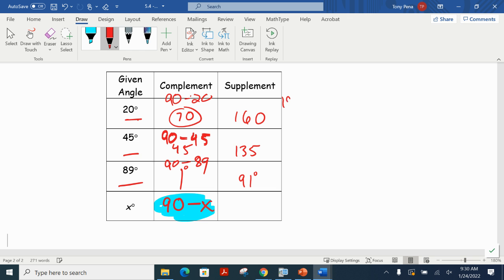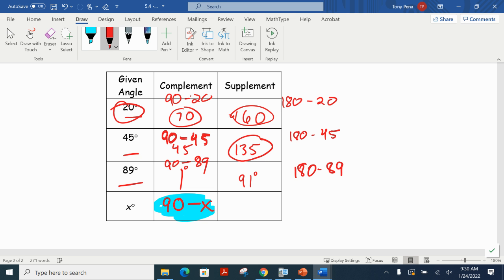For the supplement, you did 180 and you would have subtracted the 20 degrees that I gave you. That's where the 160 comes from. Here we would have done 180 minus 45. That's where this came from. This would have been 180 minus 89. That's where the 91 came from. So this one, Assad, has to be what? 180 minus... Good. 180 minus whatever angle I give you. That's how you can always define the complement, or the supplement in this case. The 90 is the complement.